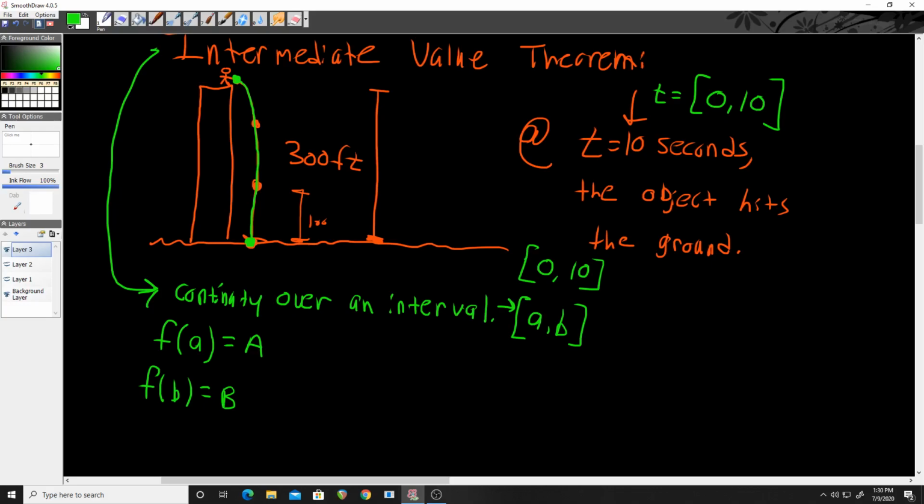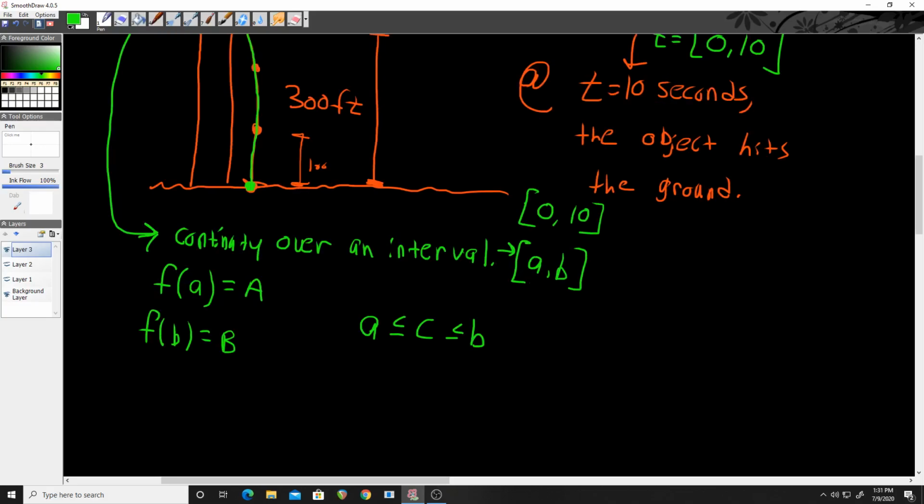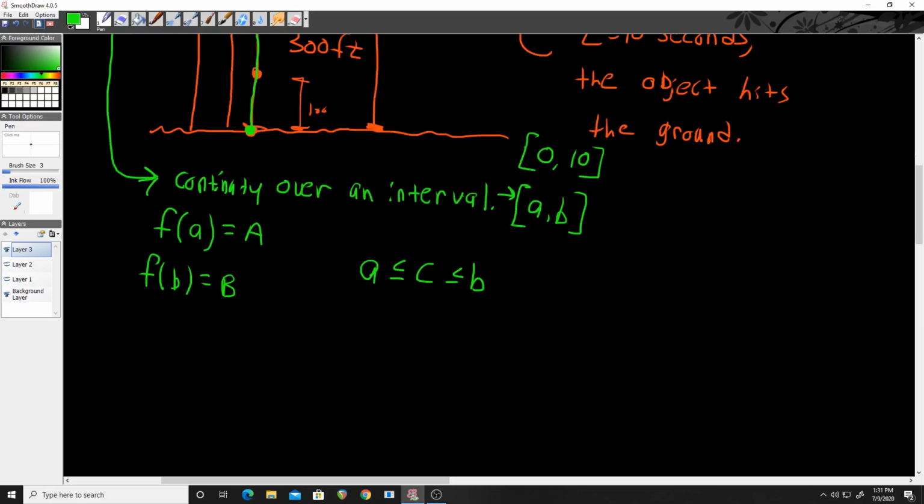There's some number between A and B. Let's put C here. We haven't used C yet. C is between A and B. So here's the intermediate value theorem. I'm going to write it out. Intermediate value theorem.